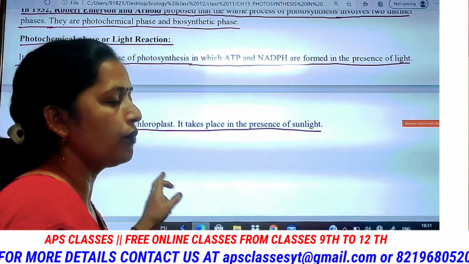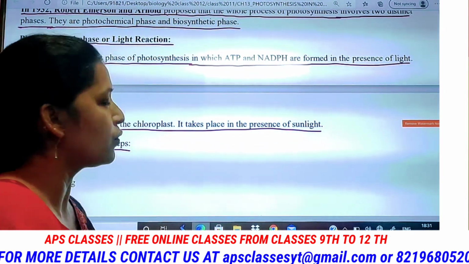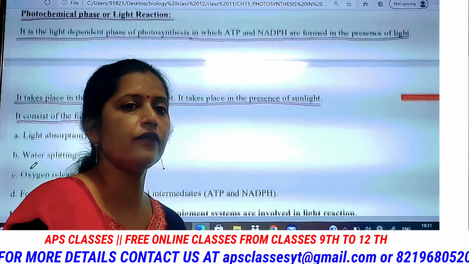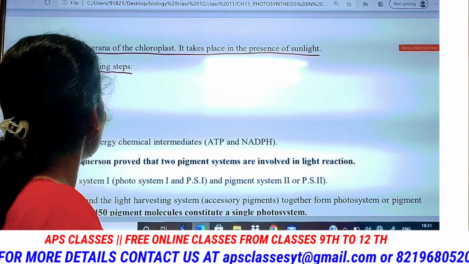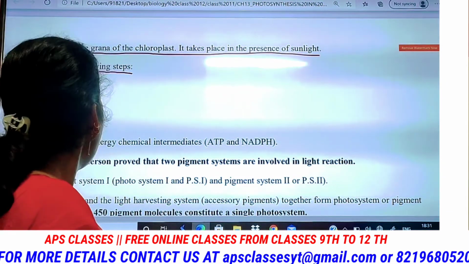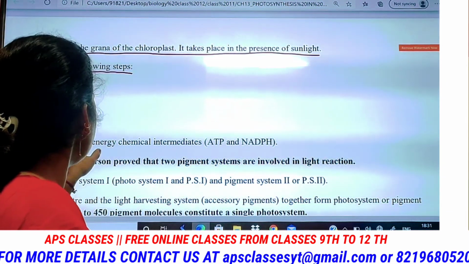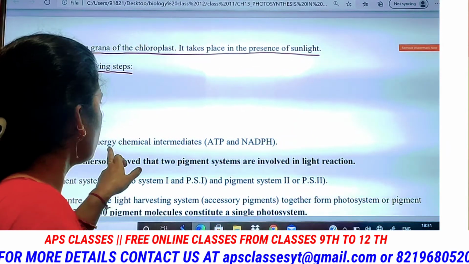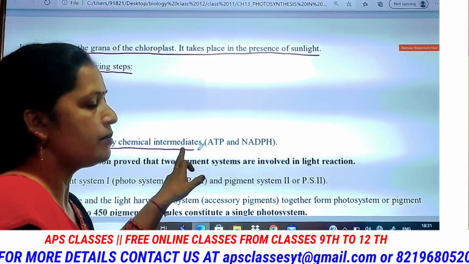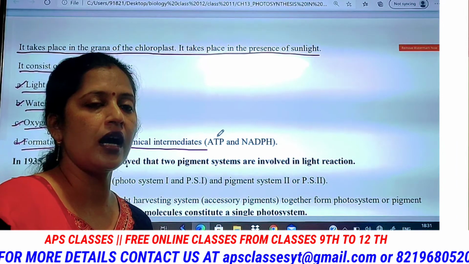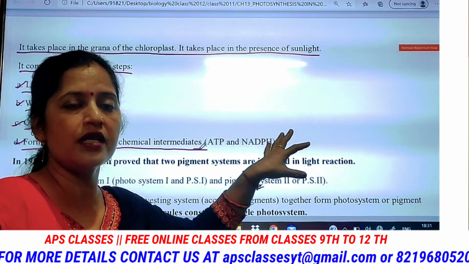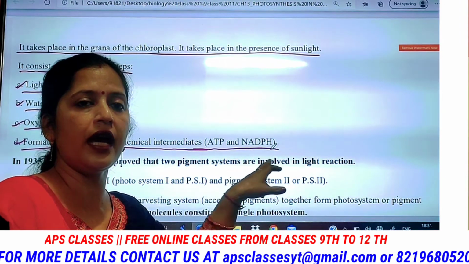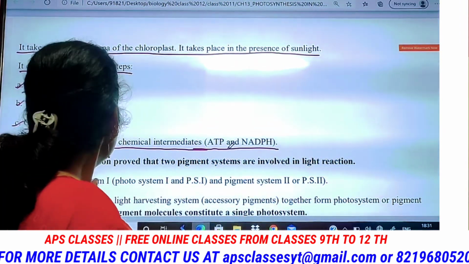It consists of the following steps. अभी जो light reaction है या photochemical phase है, it takes place in the following steps. अब कौन कौन से following steps हैं? First step is light absorption, second is water splitting, third is oxygen release, and fourth is the formation of high energy chemical intermediates. इसमें जो formation होगी that is the high energy chemical intermediates, और ये जो high energy chemical intermediates हैं that are in the form of ATP and NADPH.